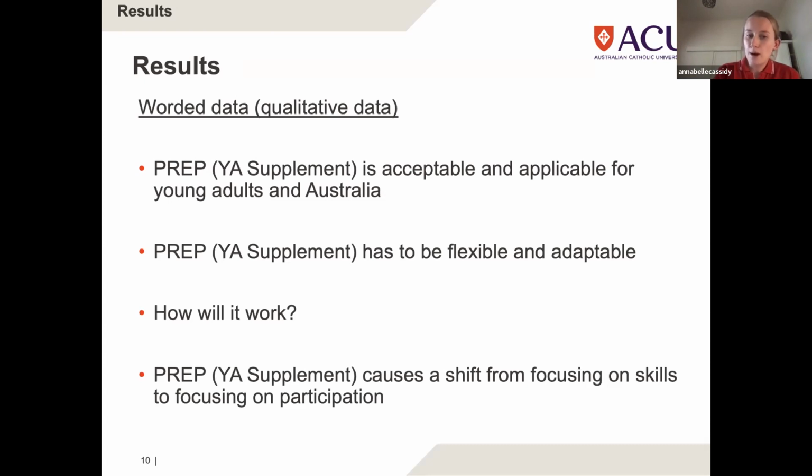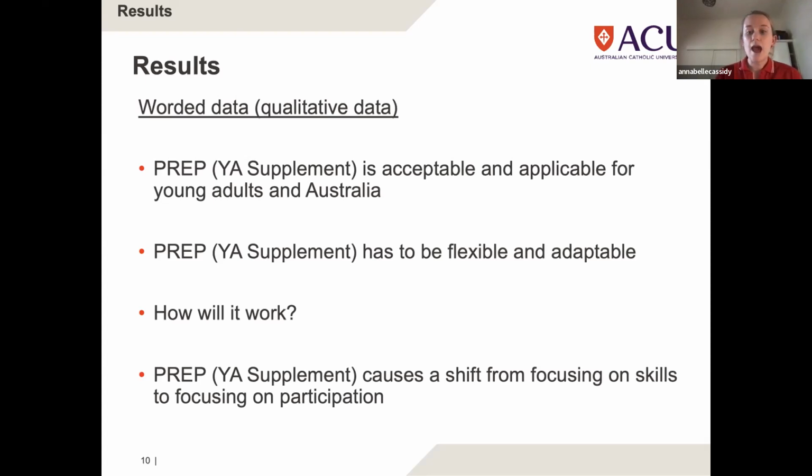Participants felt that for PrEP to work, the PrEP program would have to be flexible and adaptable. They explained that young adults have many commitments, including their work, school, and healthcare, and that these commitments, as well as the availability of support persons who can help them with their goals, would need to be considered for them to be able to do PrEP.